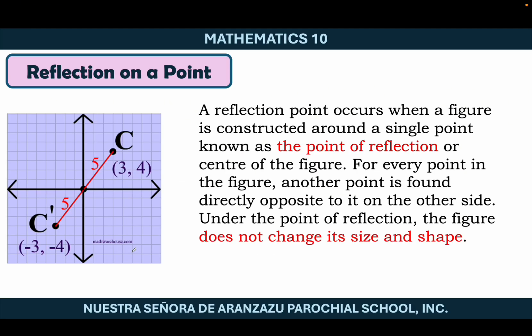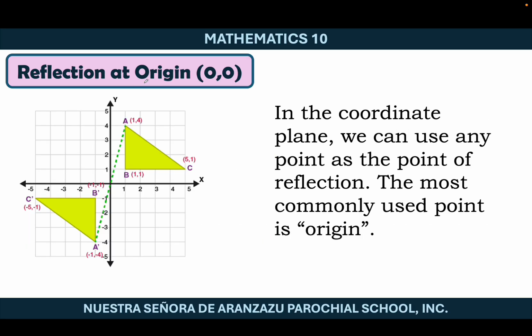Okay? Next, reflection on a point. Our point reflection occurs when a figure is constructed around a single point, known as the point of reflection, or center of the figure. For every point in the figure, another point is found directly opposite to it on the other side. And under the point of reflection, the figure doesn't change its size and shape. The most common reflection on a point is the reflection at the origin, which is (0, 0), a very commonly used point of reflection in the coordinate plane.